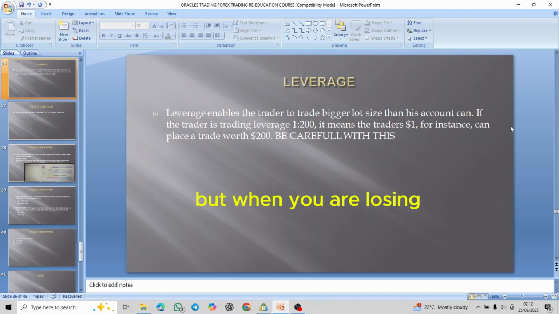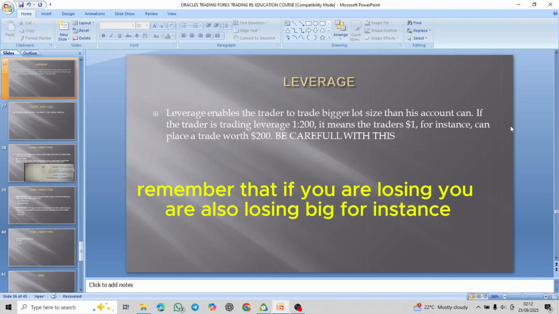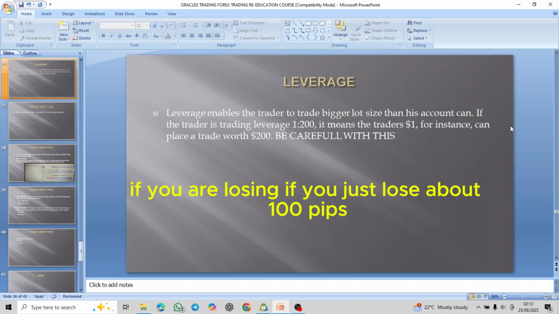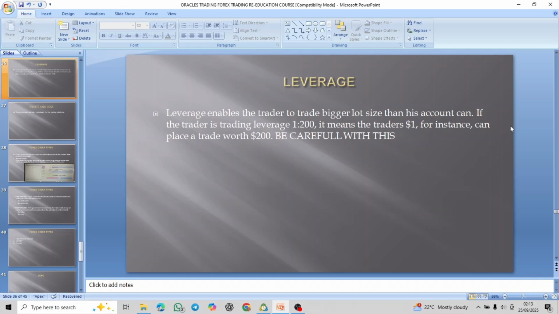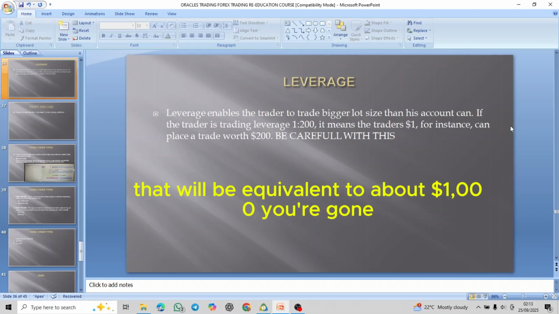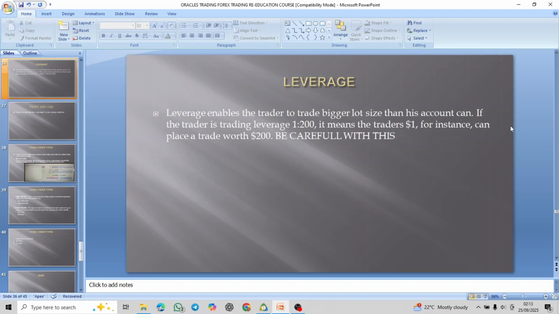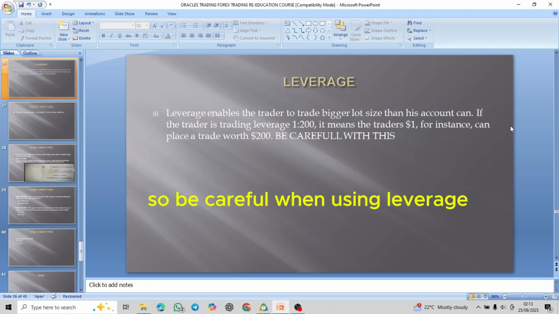But remember that if you are losing, you are also losing big. For instance, if you just lose about 100 pips, you are out of the market, because losing 100 pips trading the majors will be equivalent to about $1,000. You are gone. So be careful when using leverage.